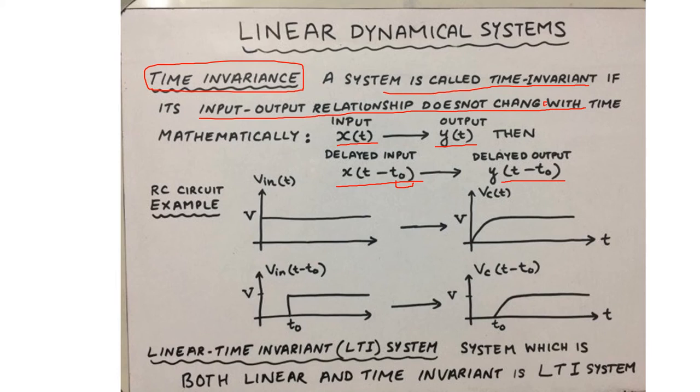In the case of the RC circuit example, we saw that by delaying the input by some time t naught, the output was also time delayed. However, one should note that there was an assumption of zero initial conditions. So that assumption needs to be taken into account here as well. A system which is both linear and time invariant is known as an LTI system, linear time invariant system.